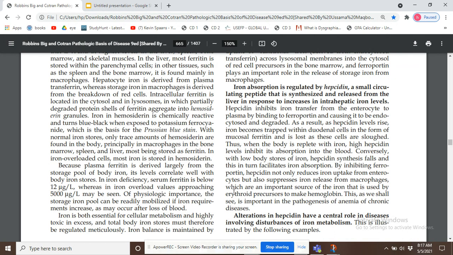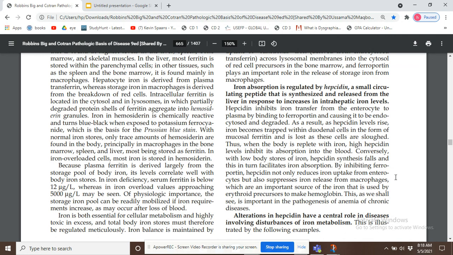By inhibiting ferroportin, hepcidin not only reduces iron uptake from enterocytes but also suppresses iron release from the macrophages, because ferroportin is the protein which helps in the absorption of iron from the enterocyte. This ferroportin is not only present in the duodenum, it is also present in the macrophages. So hepcidin inhibits ferroportin both in the duodenum as well as in the macrophages.